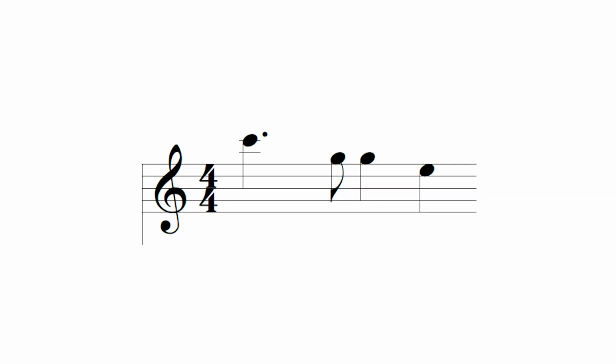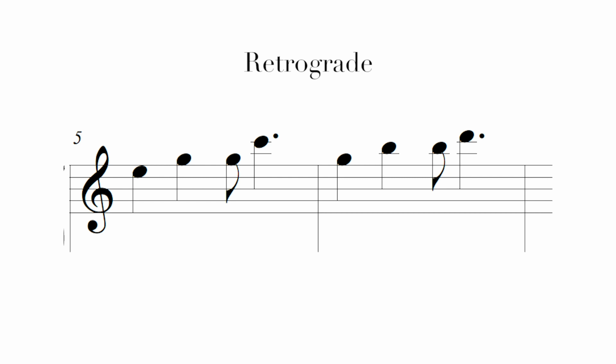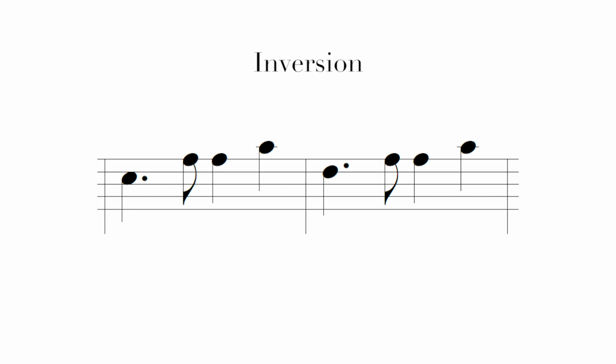We could play the motif backwards. We would call this the retrograde. So instead of this, we end up with this. We could also play the motif upside down. We'd call this an inversion, which sounds like this. We could also play it upside down and backwards, which is called the retrograde inversion.